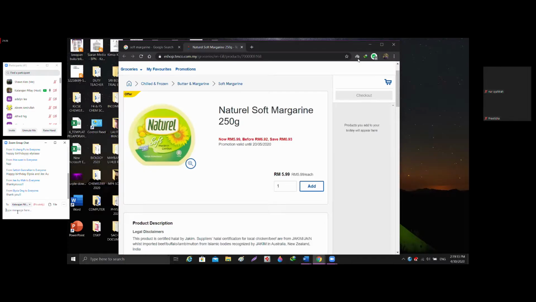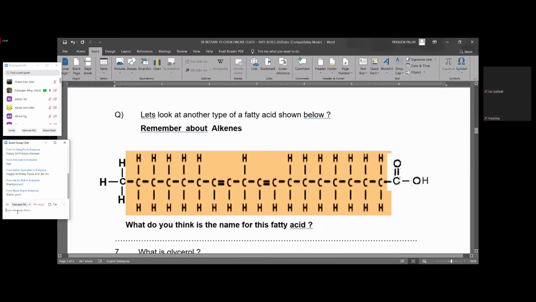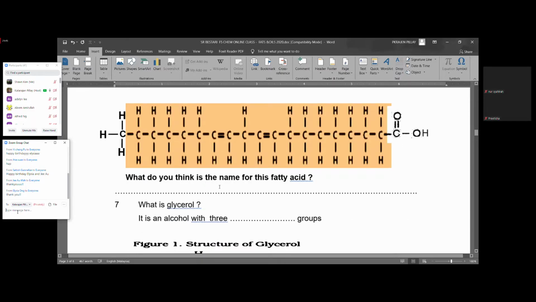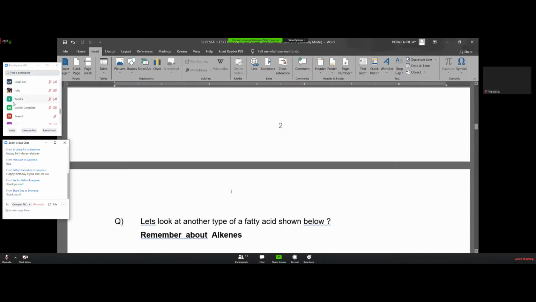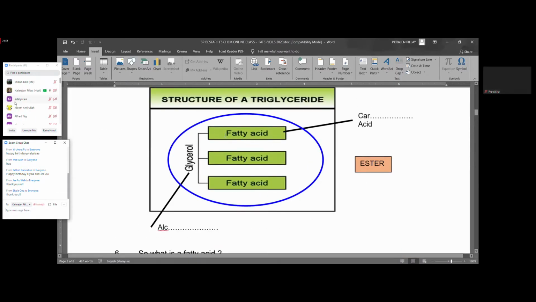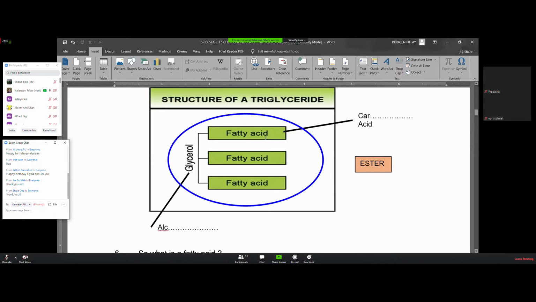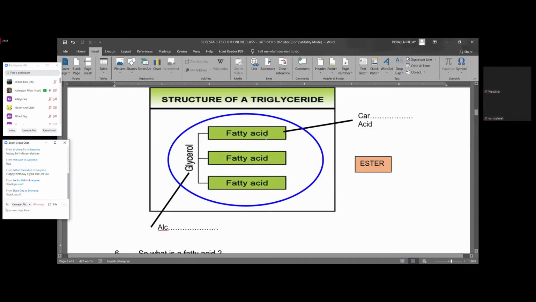Okay. We'll go back to our screen again. All right. We were here. Okay, let's continue now. So what is the name for this fatty acid? Write down unsaturated fatty acid. Okay, so just now we had here fatty acid, isn't it? There are two types of fatty acids. Okay, saturated fatty acids and unsaturated. That's what they'll ask in the exam.